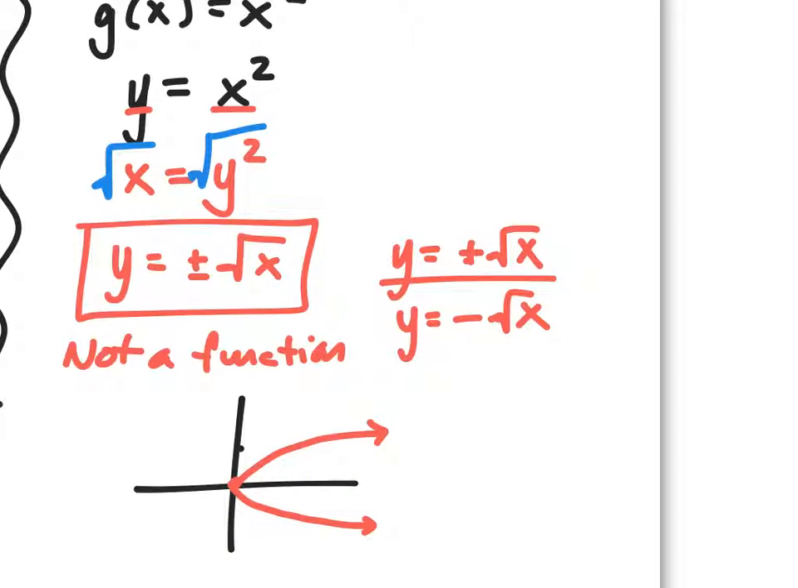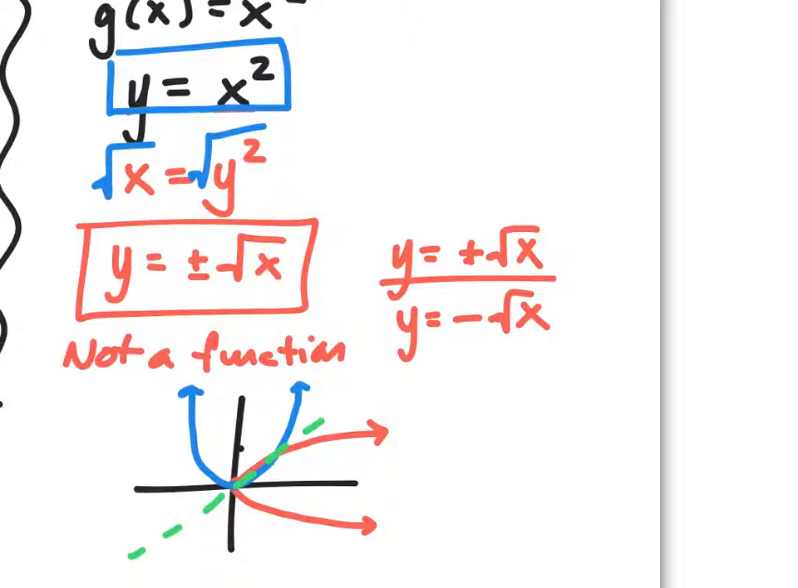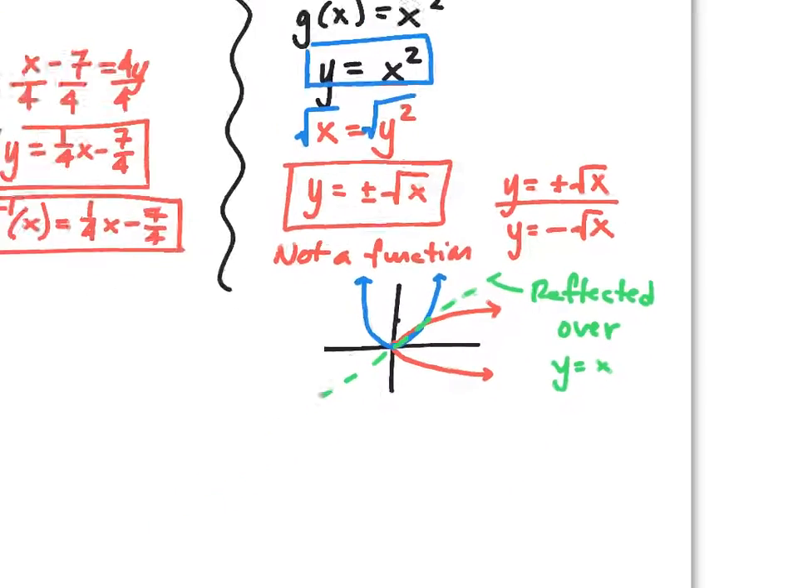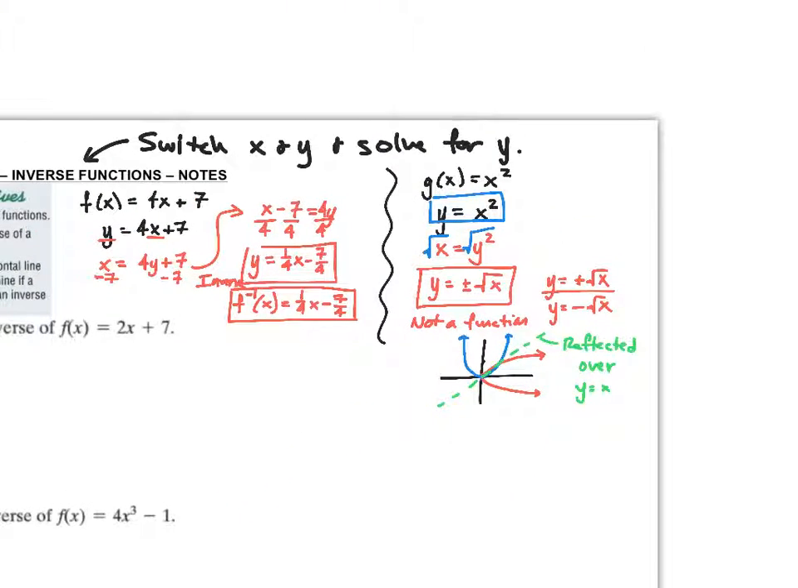Now let's think about something for a second. If I talk about my original function, y equals x squared, that graph looks like this. Whoops. And I have a parabola like that. And what I know about this is that these are reflected over the line y equals x. And that's just pretty standard, just the definition of what an inverse is.